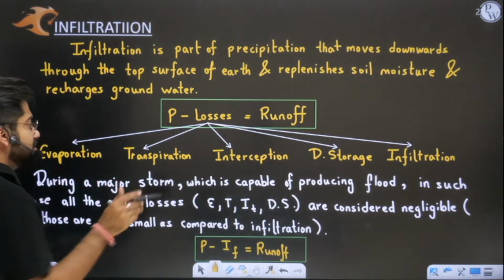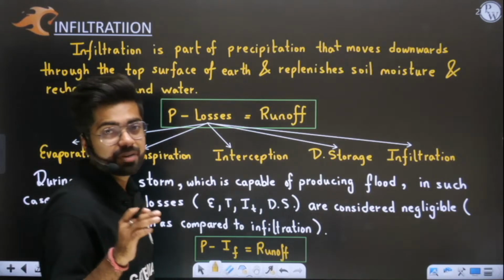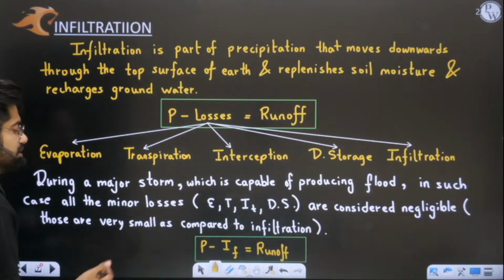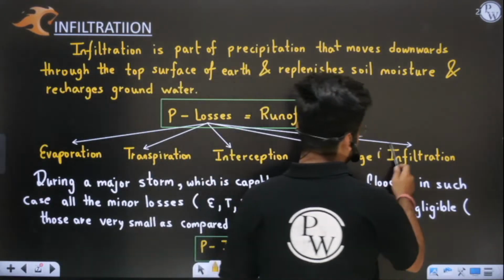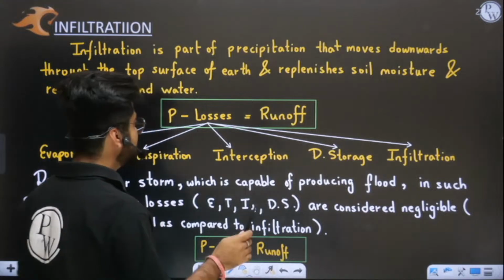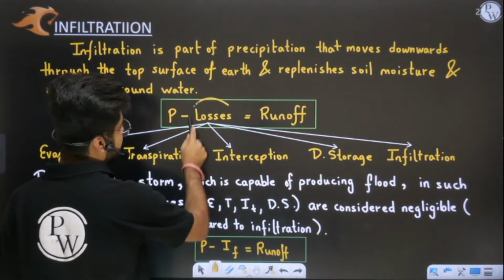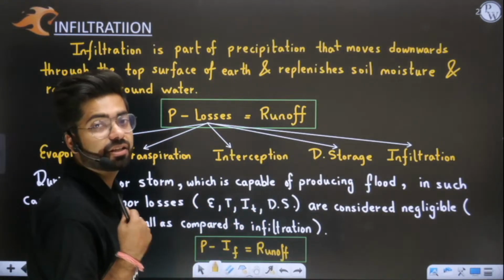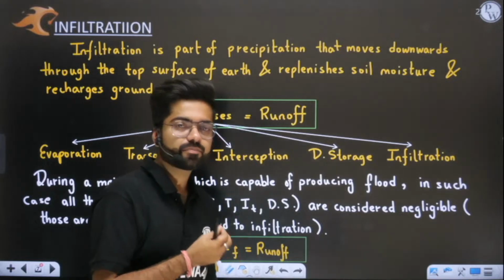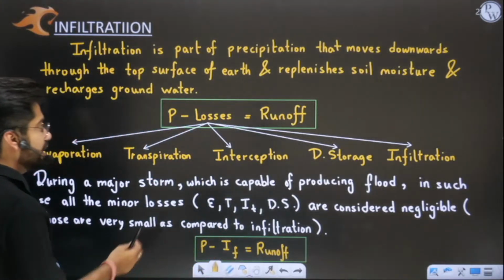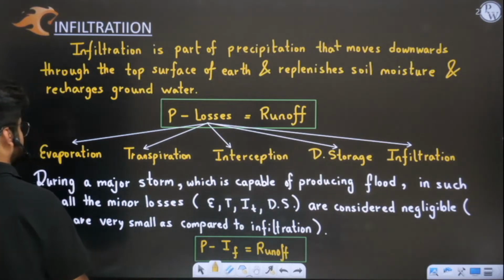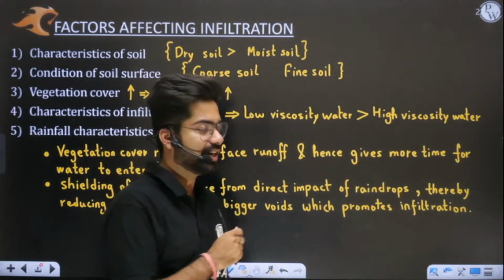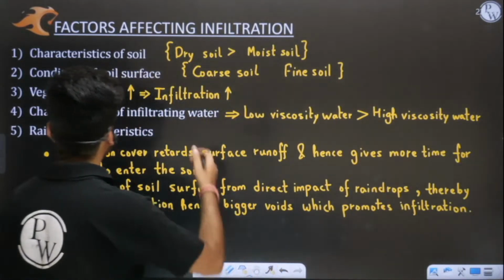See, out of all these losses, I told you which is the major loss. If a severe storm is there, a major storm capable of producing a flood, then which one is the major loss? Infiltration. I told you this. So we will ignore all these, and instead of losses I will only consider infiltration. This is not the rule. Obviously you can consider the other losses, but if you want to simplify, a simple assumption we can take is that all the losses can be equated to infiltration, and we will neglect the other, minor losses, so that our equation gets simplified.